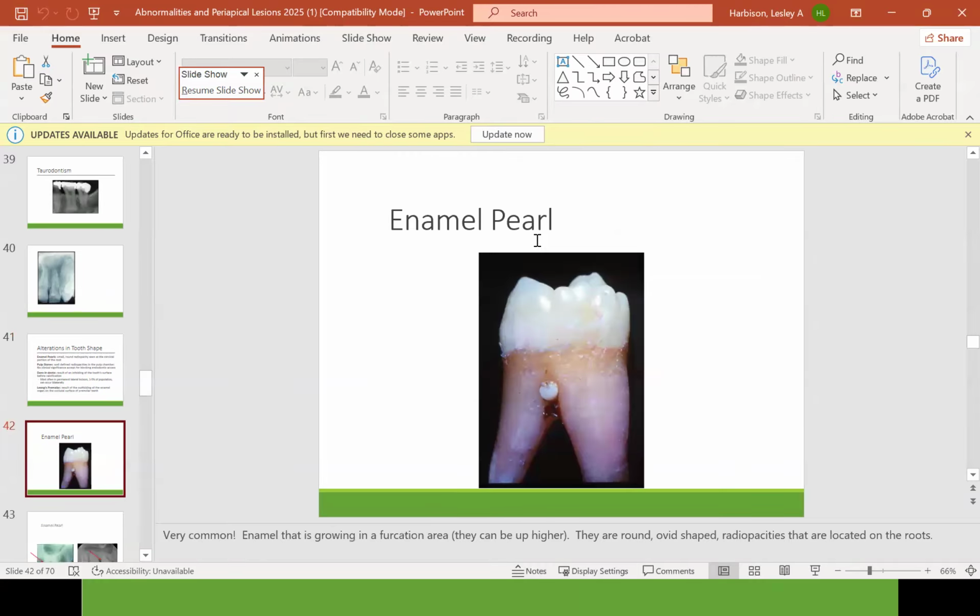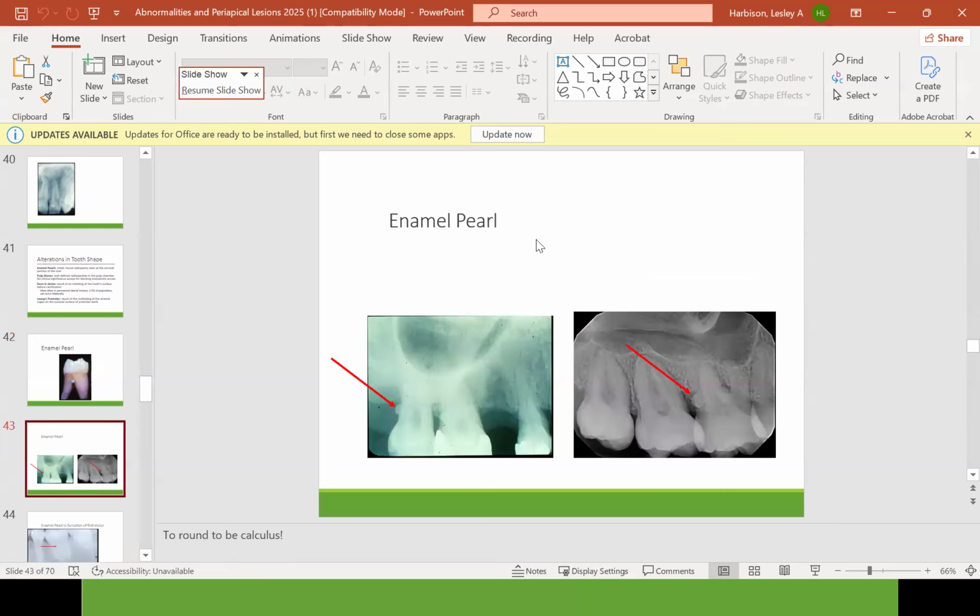So on slide 42, that's an example of an enamel pearl in the furcation. On slide 43, there are x-rays where you can see enamel pearls, and they have lost bone around the enamel pearl. So you would likely be able to feel that or scale that. And at first you would probably think it was calculus.